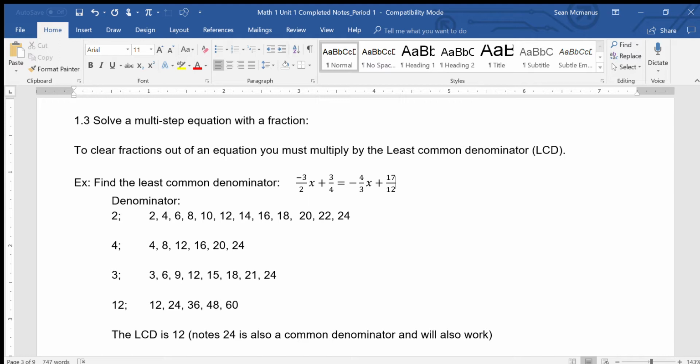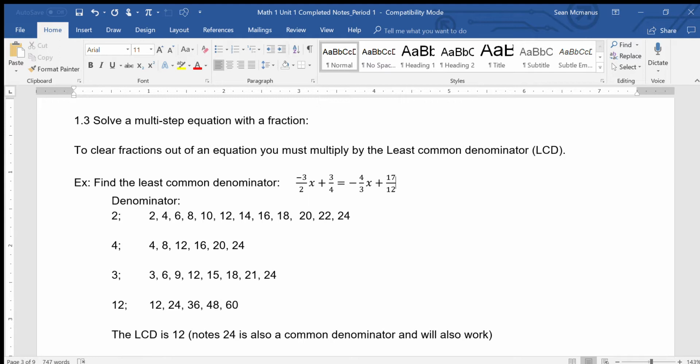You can try and find common denominators and add things and get rid of the fractions at the end, but usually it's going to be most helpful if we try and get rid of the fractions in our problems at the beginning. That's just going to make all the solving much quicker. So just looking at this example right here, we have negative 3 halves x plus 3/4 equals negative 4/3 x plus 17 over 12.